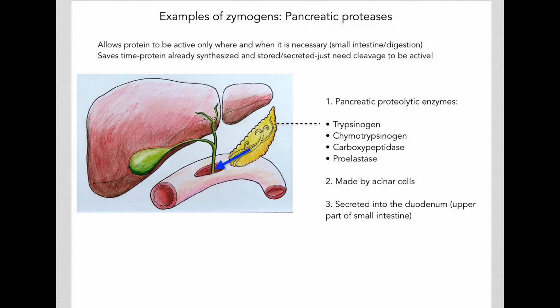So these pancreatic zymogens are made by the acinar cells of the pancreas. They are made and then they're secreted through the pancreatic duct, and they enter the small intestine where they help in digestion of food.